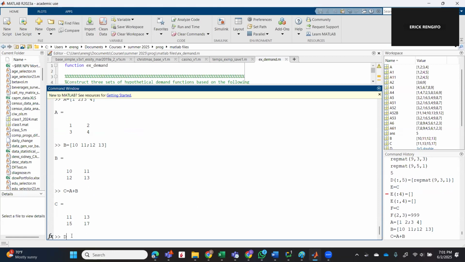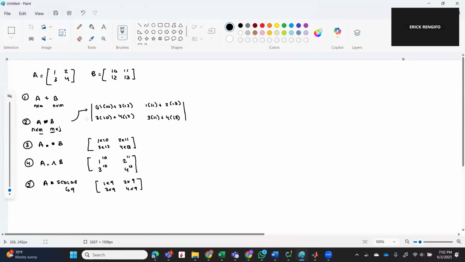Now, can I do the matrix multiplication? Can I do this? Yes, because the number of columns of A equals the number of rows of B. Okay, so this works. Now, is this equal to element by element multiplication? No. That's why I was writing this for you guys. You see? Take a look.